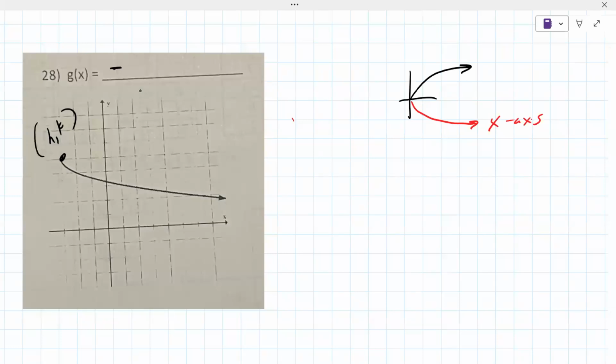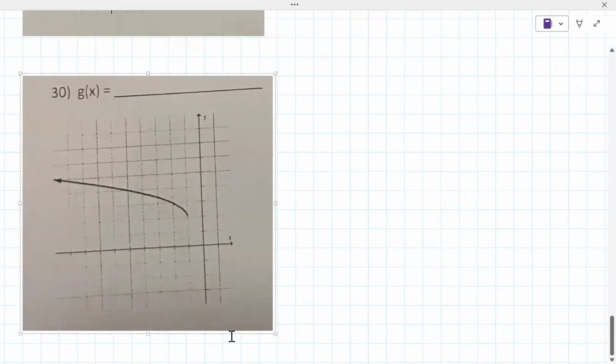Okay, negative square root of x plus 3 plus 5. Good. Right. The 30 is a different kind of transformation. We haven't seen this one yet. As I mentioned, normally it looks like this.